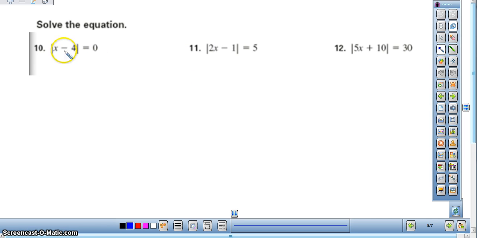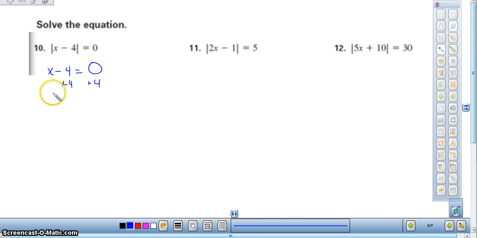Again, you're going to see more problems. What happens when you have something equal to 0 with absolute value? Well, you can't have two solutions because you won't have an opposite. There's only the one solution. Absolute value of x minus 4, we're going to add 4. And our only solution that will make this true is that x is equal to 4.